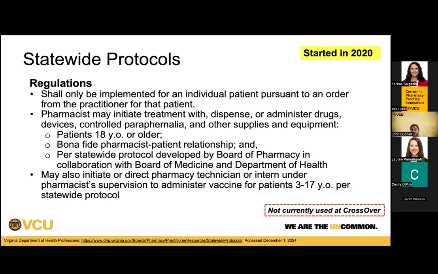The one downside of these protocols is they're limited, and so if there's a condition outside of the statewide protocol, then pharmacists aren't able to manage it in the same way. And even within the protocols, there's pretty strict limits on what you can or cannot do as a pharmacist. So great step forward. Two different models. We don't typically use statewide protocols at crossover, but I do know that in the community setting, but also in the ambulatory care setting, others are using statewide protocols to augment their CPA as well.